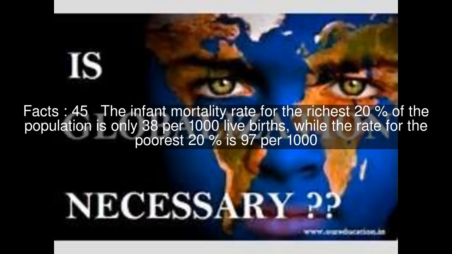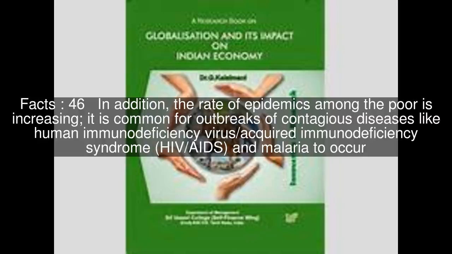The infant mortality rate for the richest 20% of the population is only 38 per 1,000 live births, while the rate for the poorest 20% is 97 per 1,000. In addition, the rate of epidemics among the poor is increasing. It is common for outbreaks of contagious diseases like human immunodeficiency virus/acquired immunodeficiency syndrome, HIV/AIDS, and malaria to occur.